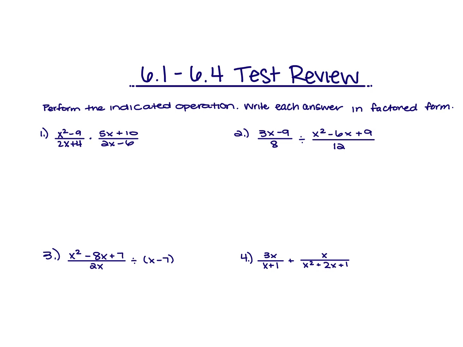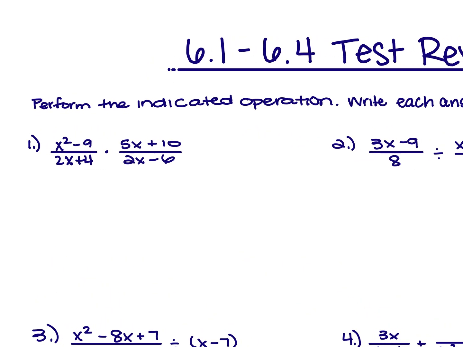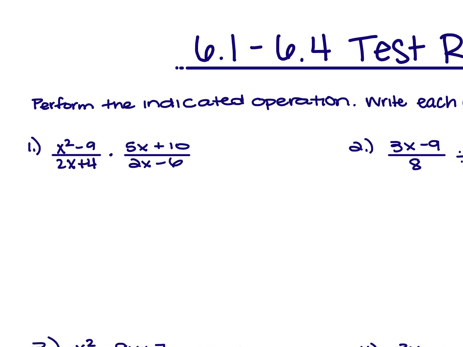So for number 1, you have x squared minus 9 over 2x plus 4 times 5x plus 10 over 2x minus 6. First thing to do with this, especially since it's multiplication, factor it. Your x squared minus 9 factors to be x plus 3 times x minus 3. Your 2x plus 4, you can factor out your greatest common factor, which is 2. So that's 2 times x plus 2.